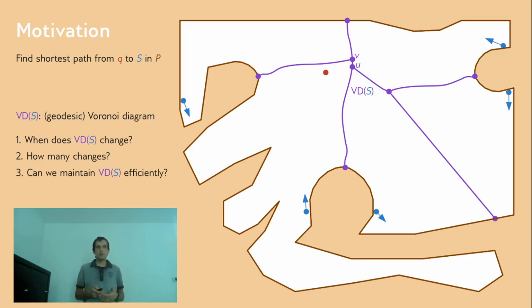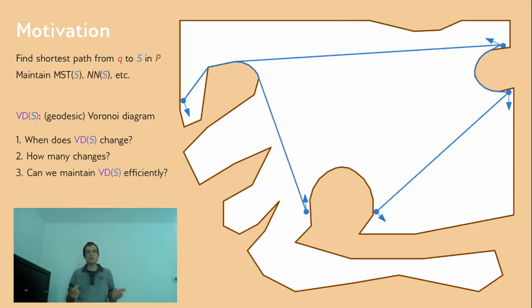Maybe one additional reason why you would care about this: here we solve these nearest neighbor queries, so given some arbitrary point in the polygon, find whoever is closest. But it turns out that for many problems that involve points moving in the polygon, let's say maintaining some sort of minimum spanning tree, or a nearest neighbor graph, or some sort of spanner, in many of these cases it's very useful to have this Voronoi diagram, and then using it you can argue that you can maintain or compute these structures.